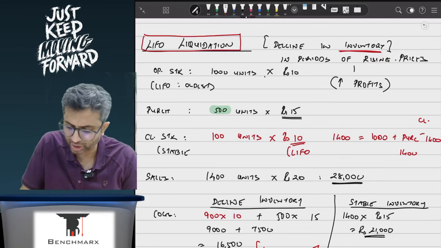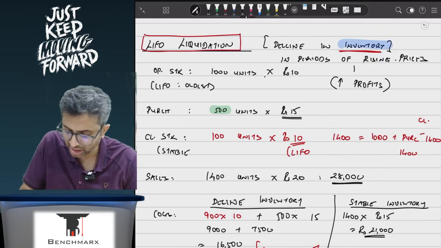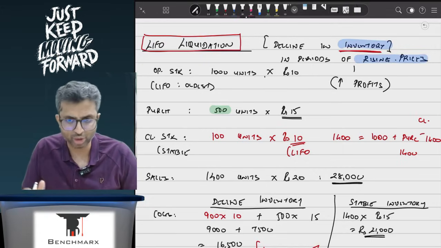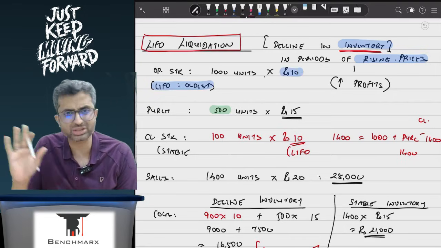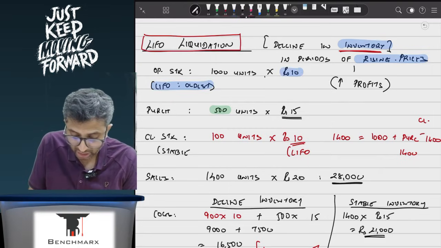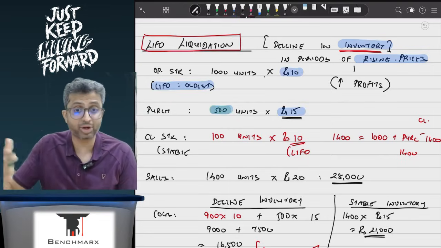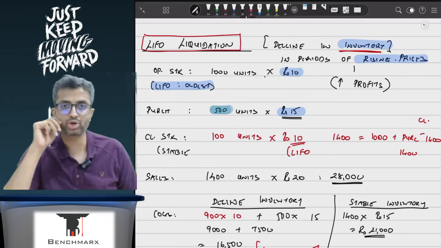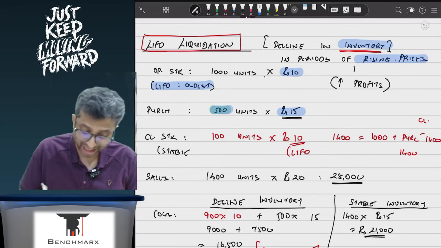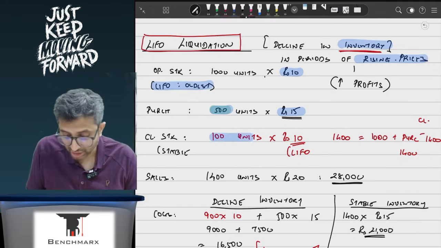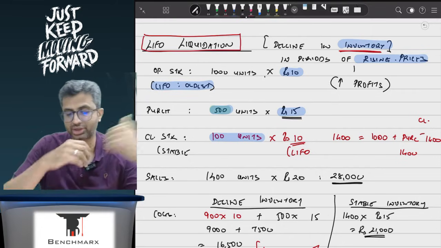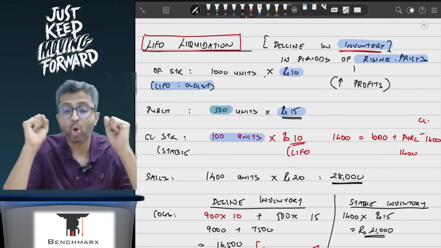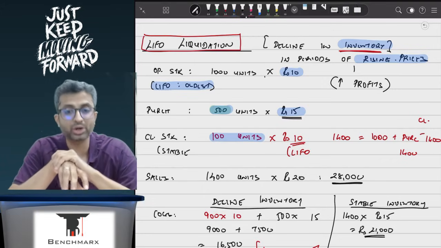So let us say LIFO liquidation, there's a decline in inventory in periods of rising prices. For example, your opening stock was LIFO oldest, 1000 units at rupees 10, so this was 10,000 in your opening stock. During the current year, you have purchased 500 units at 15 because they are rising prices. Your current year purchases are expensive. Now your closing stock is just 100 units, which means you had 1000 in the opening, 500 purchased during the year. Out of 1500, only 100 is in closing stock, which means you have sold 1400.